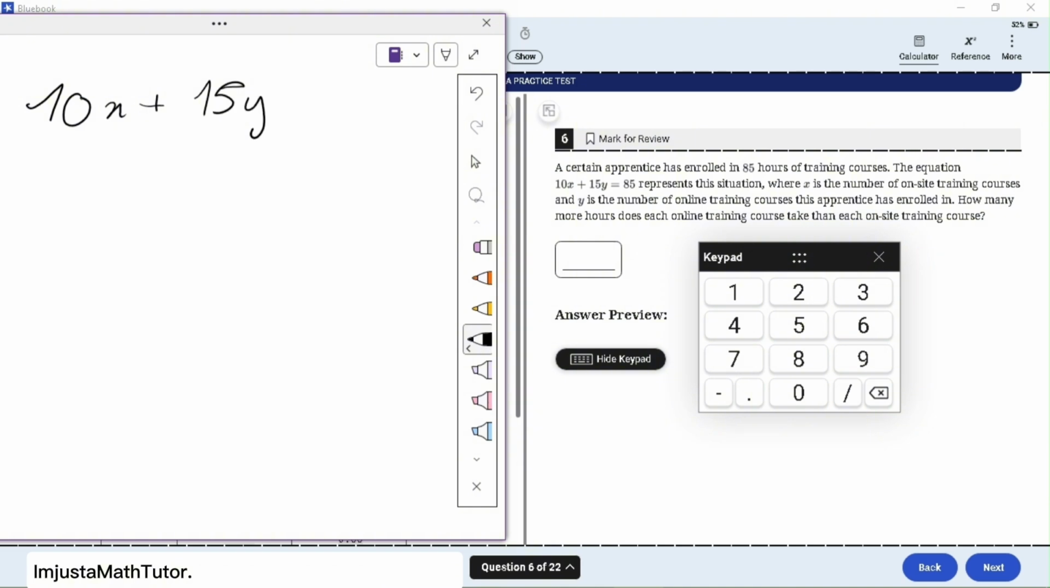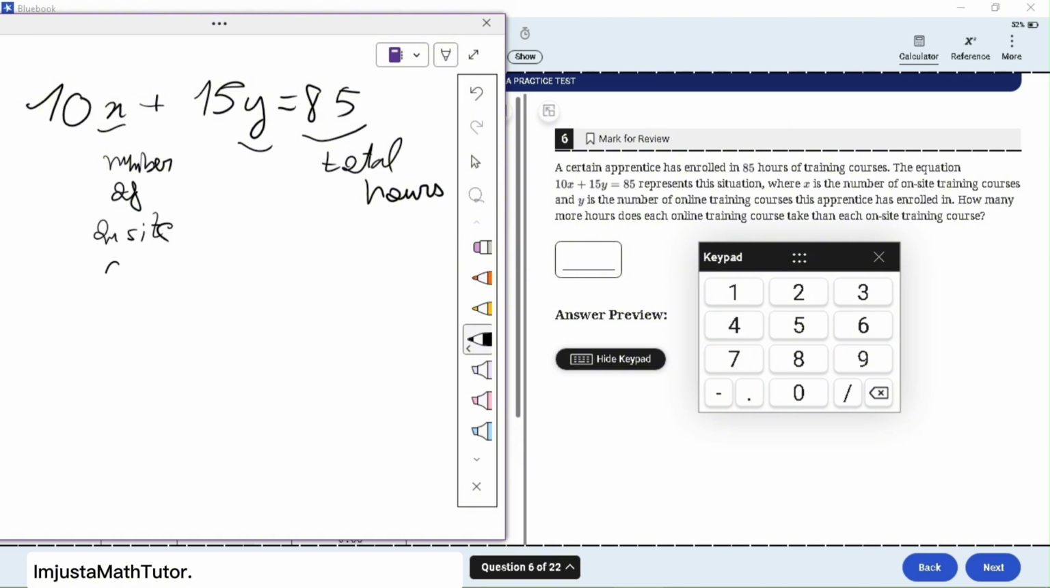So this question may sound tricky, but it's actually really easy. Make sure you know what each number represents. This is the key in this problem. So we have that 85 is the total hours that he's taking. Y is the number of online classes and X is the number of on-site classes. But what do 10 and 15 mean?